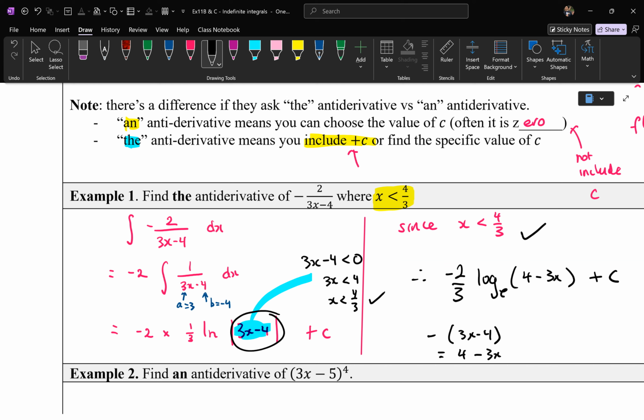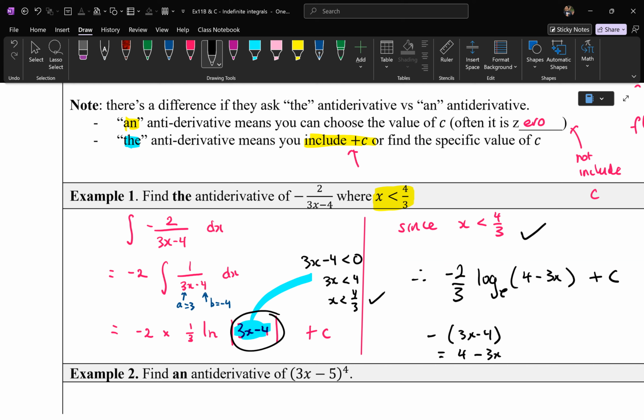So you can either have the positive version, which is 3x minus 4, or the negative of whatever 3x minus 4 is, which is 4 minus 3x. But given the condition, we know it has to be 4 minus 3x and not 3x minus 4. So a little condition there to be careful of.